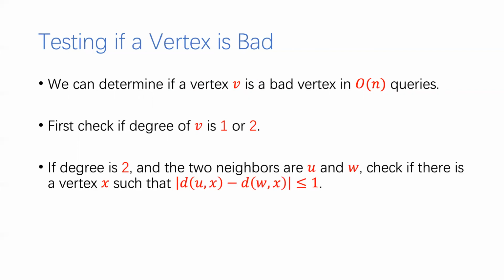Now, if the degree of v is 2, suppose the two neighbors of v are u and w, then we check if there is a vertex x such that the difference between the distance of u and x and the distance of w and x is smaller than or equal to 1.